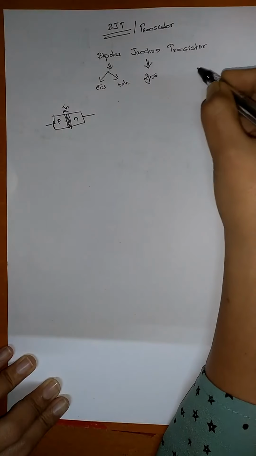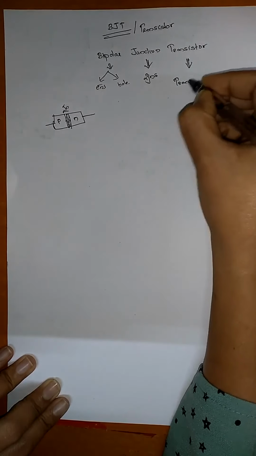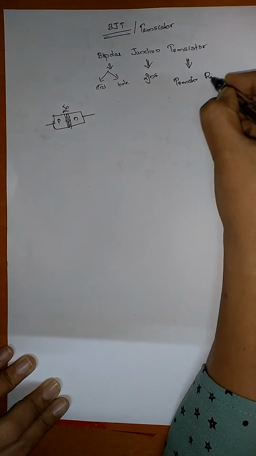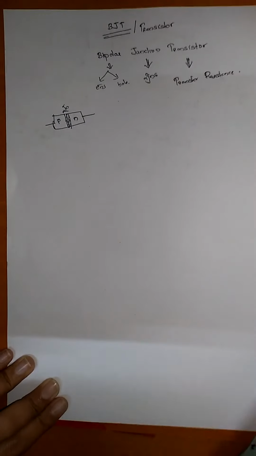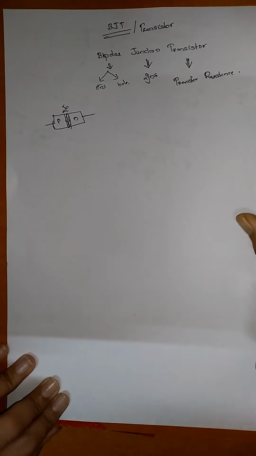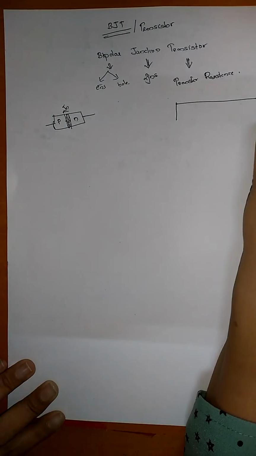And what is a transistor? Transistor comes from the name transfer of resistance. Transfer resistance. So we will discuss the same in detail. Okay, so I will draw a structure of the BJT.